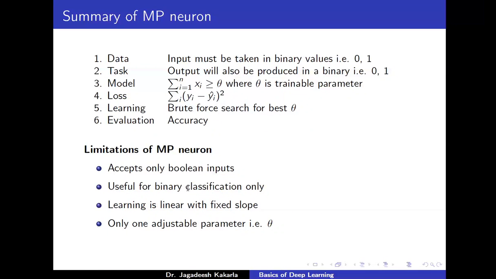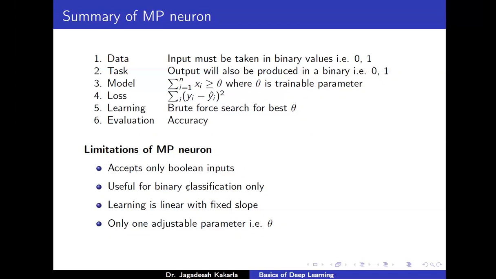Okay. The data we will take in the MP neuron is binary values, in terms of zeros and ones. And the task we want to do here is binary classification, whether the output is 0 or 1. The simple model we will use is a simple aggregation. And the trainable parameter here is the theta.